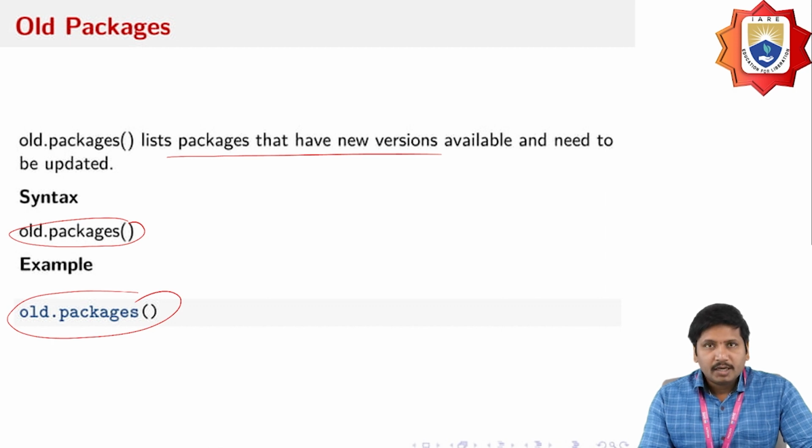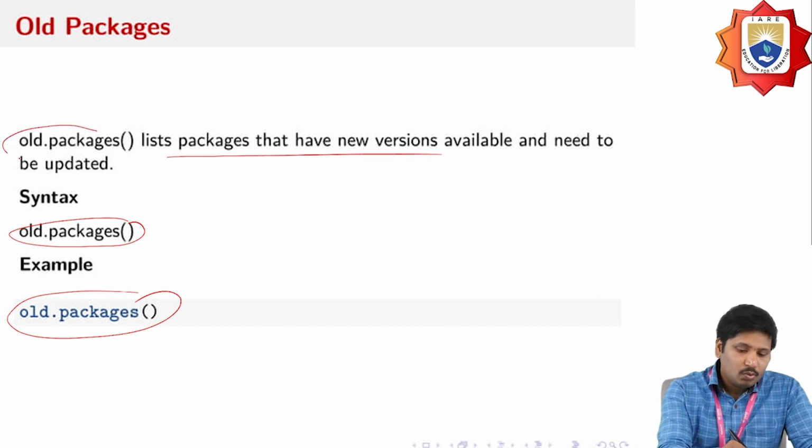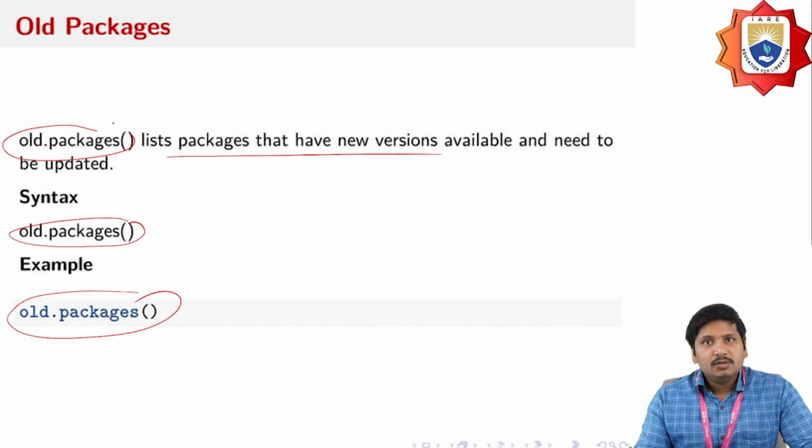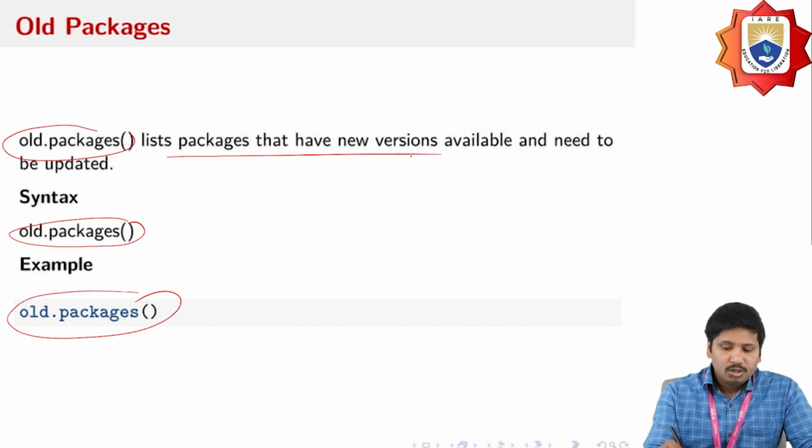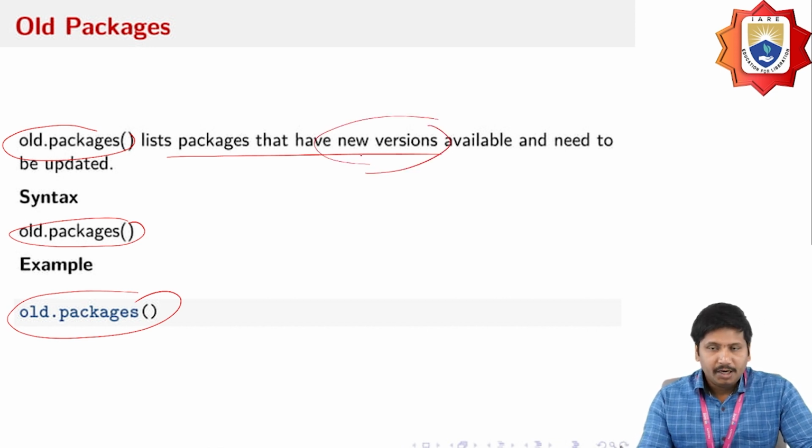So I can know which package is going to be updated, which package is outdated, and which package does not need to be updated again. All those details I can know by making use of the old.packages() method, which is used to know what new versions are available that need to be updated.